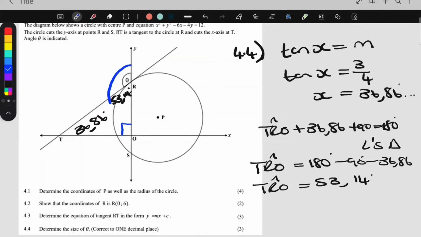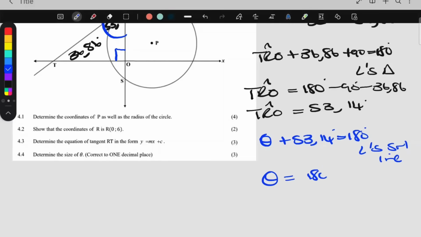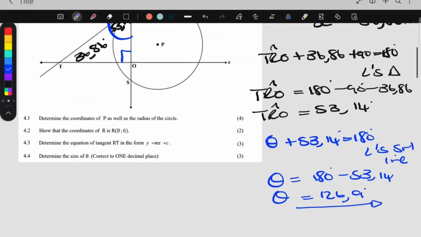So I know theta plus this angle is angles on a straight line. So theta plus 53,14 is 180 because of angles on a straight line. Okay, so theta is 180 minus 53,14. Theta is 126.9 if you round off to one decimal place. And that's how I would work that out. There are other, shorter methods, but that one is the safest.